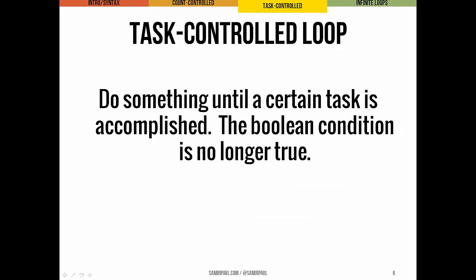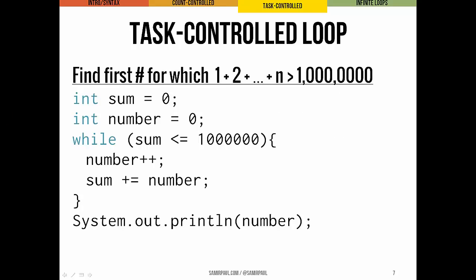Now, a task-controlled loop is slightly different, at least in philosophy. The idea is do something until a certain task is actually accomplished. There's a different feel. It's less about doing something a particular number of times. Here's a great example.